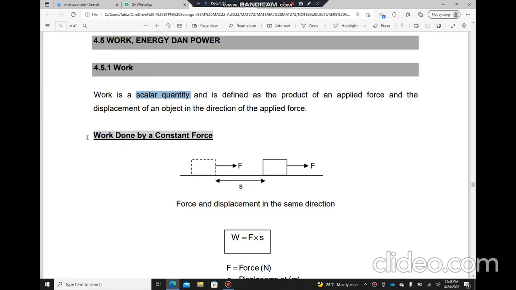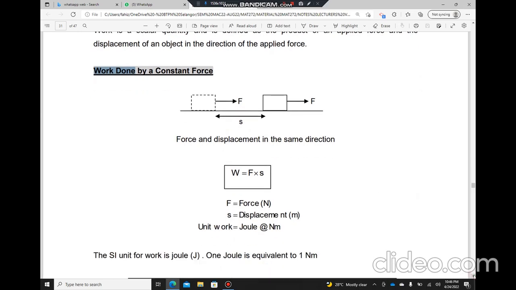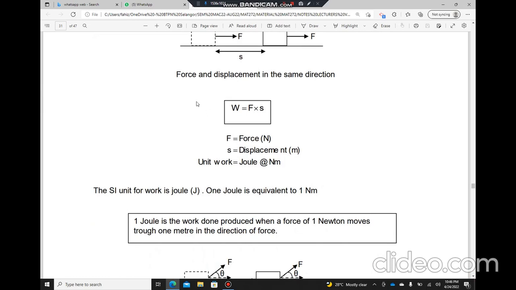Okay, so kita dah tengok dalam chapter sebelum ni, kita dah jumpa untuk work done. Work done by a constant force. Contohnya dekat sini you have an object here and then you have a force, so dia akan bergerak, so dia akan ada S, which is displacement. Force and displacement in the same direction, the formula is W equals F multiplied by S, where F is force in Newton and S is displacement in meter.